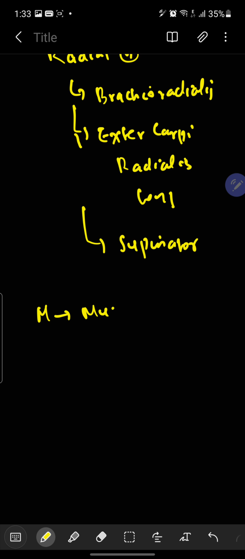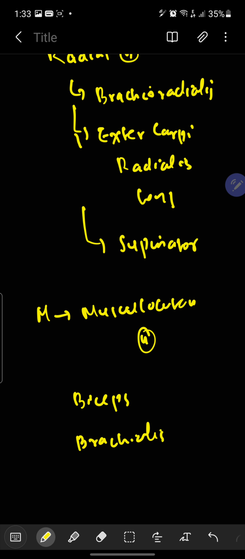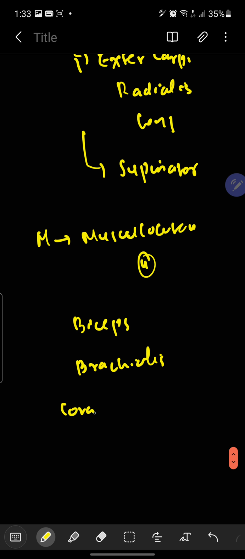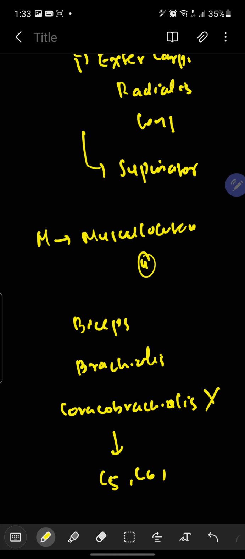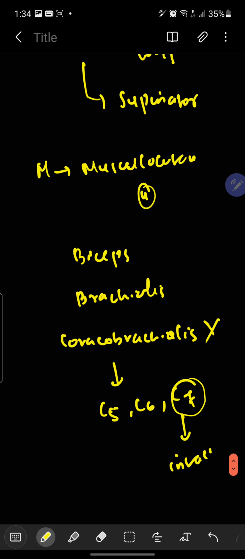M: musculocutaneous nerve. So the muscles affected are biceps and brachialis, but here the coracobrachialis is not affected. Why? Because it is supplied by C5, C6, C7. The C7 is intact. Only C5 and C6 are damaged. So coracobrachialis is not affected.